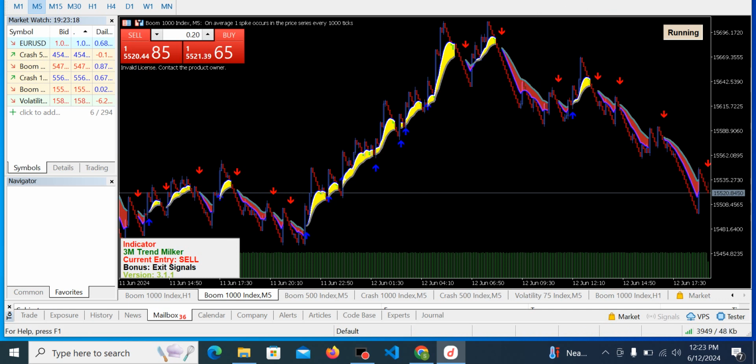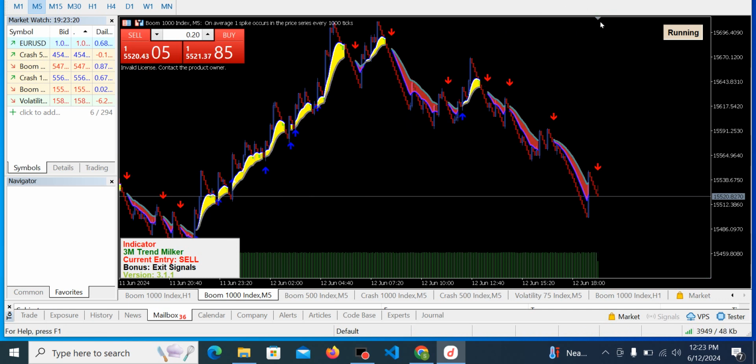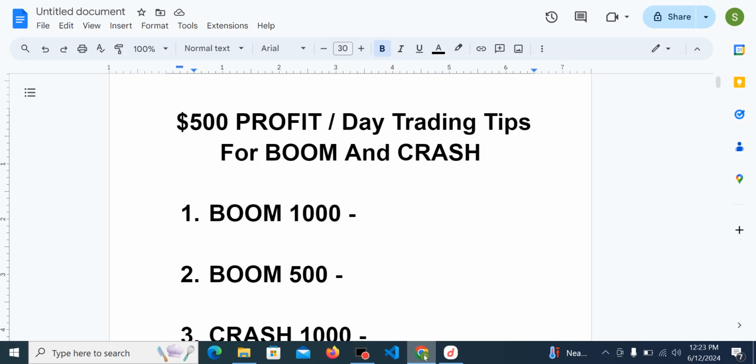Okay guys, this is Boom 1000, and of course I'm on the 5-minute time frame using the 3M Trend Milka trading indicator. This started an uptrend right from here. It came to an end at this point, and it started a downtrend. That is why you are seeing the downtrend signal and the sell signal. This is still selling at the moment, so this is going to be giving us more of a selling opportunity than a buying opportunity.